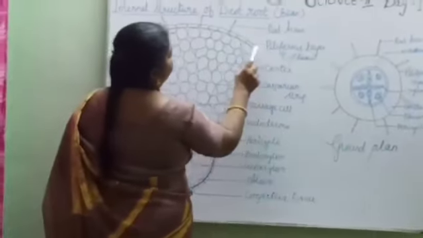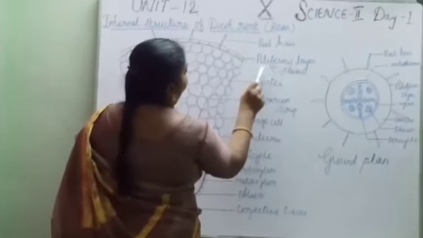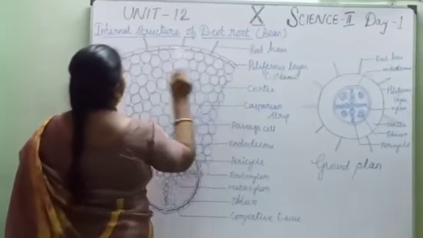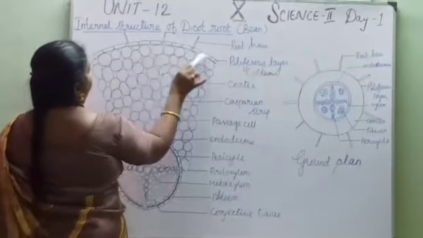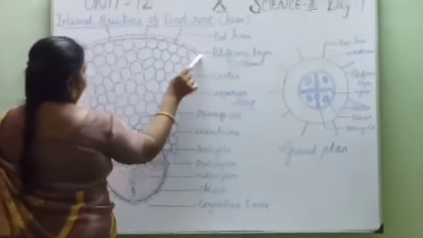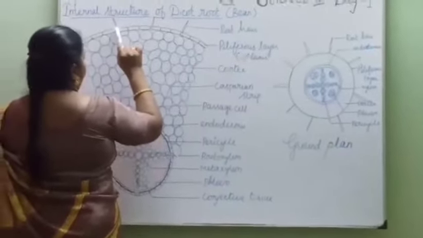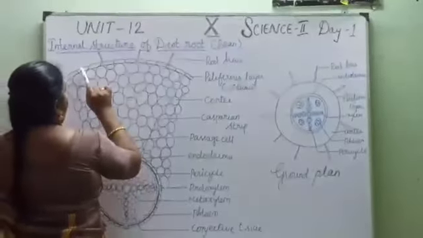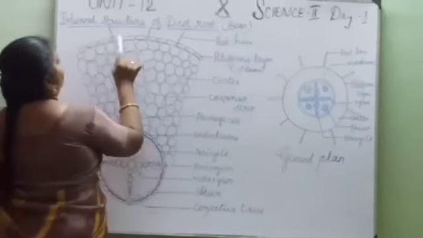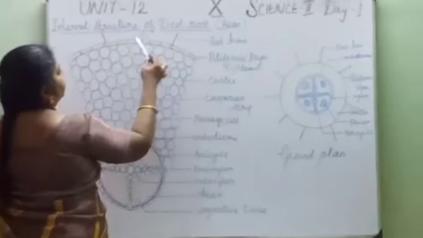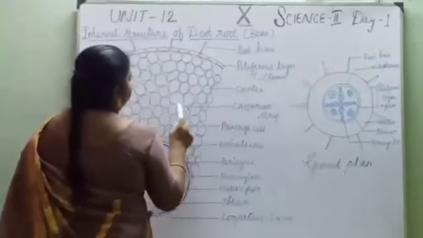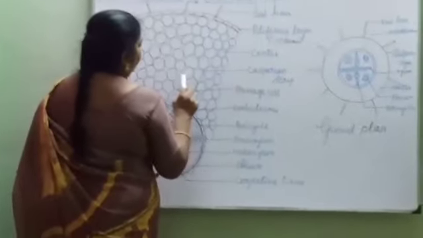First one is piliferous layer or rhizodermis or epidermis or epiblema. The rhizodermis is made up of parenchymatous tissue, single layer, compactly arranged without intercellular space. Root hairs arise from the rhizodermis. The cuticle and stomata are absent. The main function of rhizodermis is protection of inner tissue. Next, cortex. This cortex is made up of thin-walled parenchymatous tissue.